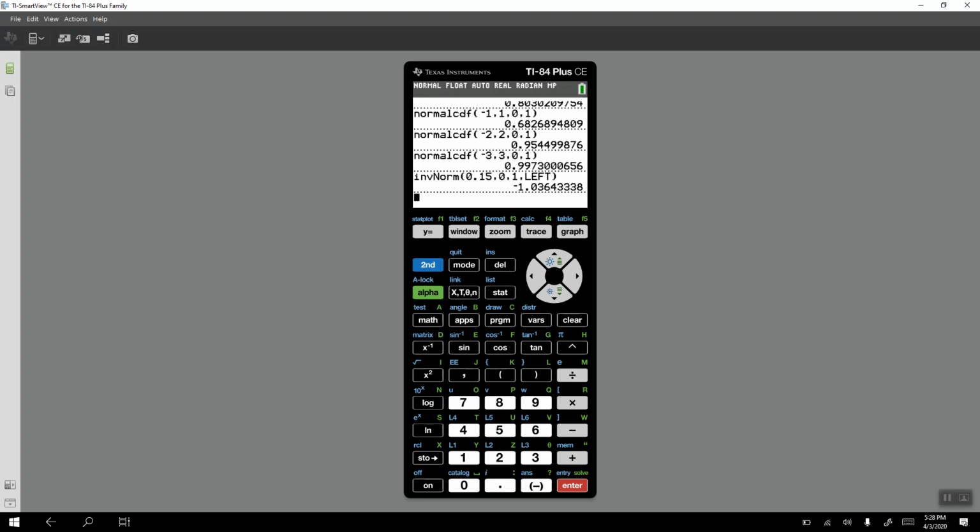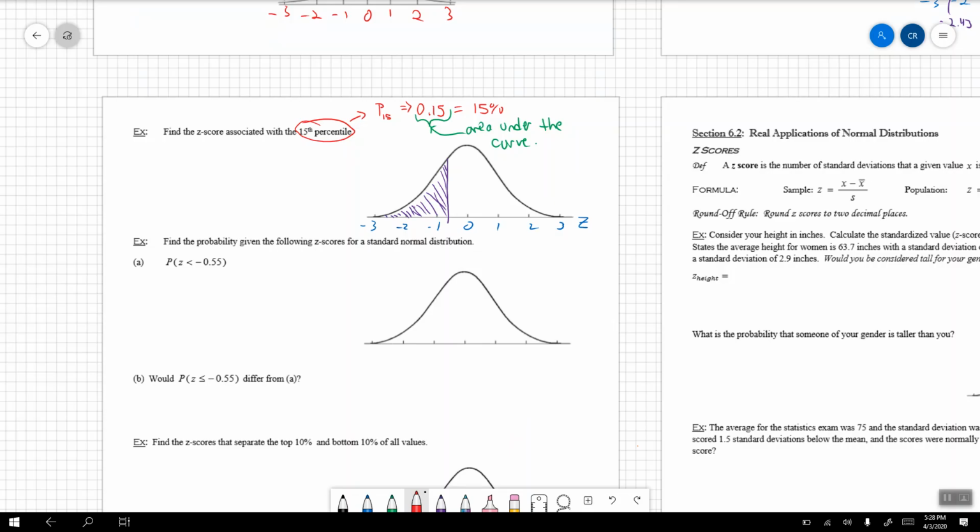There's our z-score: negative 1.04. Remember, z-scores are always rounded to 2 decimal places. Always keep that in mind. So negative 1.04. Let's go back and write that up. All right, here we go.